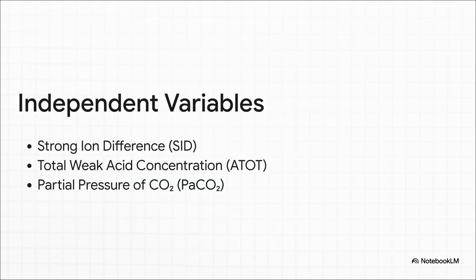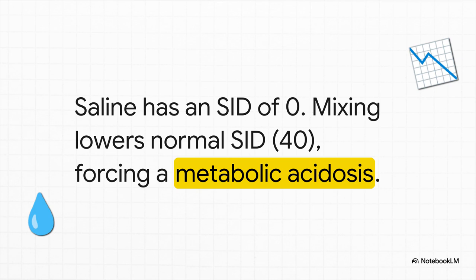Now, here's the truly revolutionary claim of Stewart's model. We are traditionally taught to treat bicarbonate as a primary driver, right? But Stewart proved that bicarbonate is not an independent driver of pH at all. It is rather a dependent consequence of three true independent variables: the strong ion difference, the total weak acid concentration, and the partial pressure of CO2. Bicarbonate just goes wherever these three variables force it to go. And this perfectly explains clinical phenomena that traditional models really struggle with.